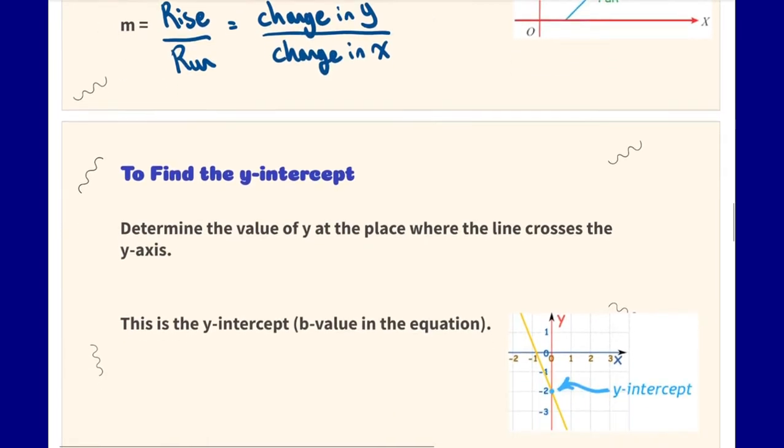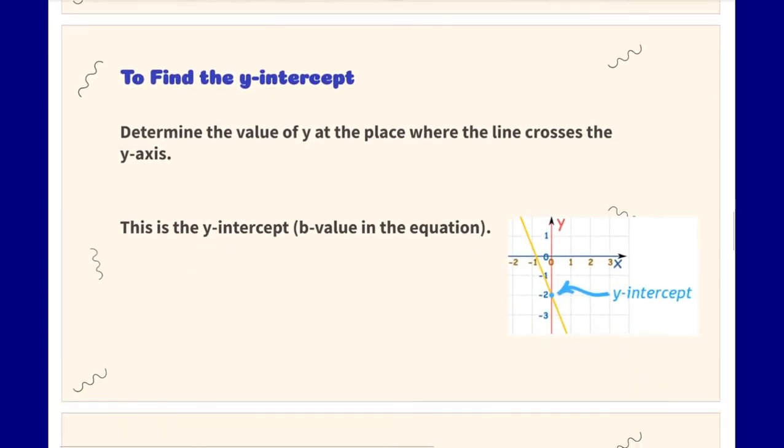To find the y-intercept, we determine the value of y at the place where the line crosses the y-axis. So this is really the easiest part, because we are looking for the y-intercept, or that b value. So we just go down our y-axis and see where our line crosses. The value on the y-axis where it crosses is our b value, our y-intercept.